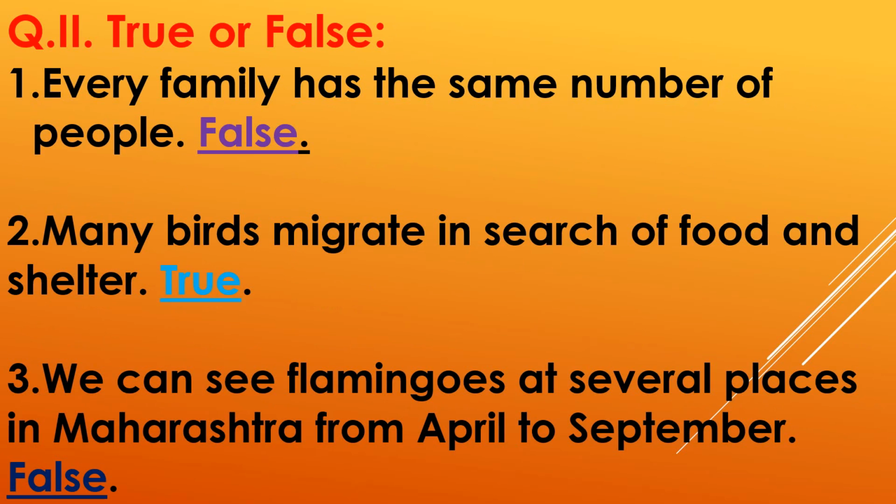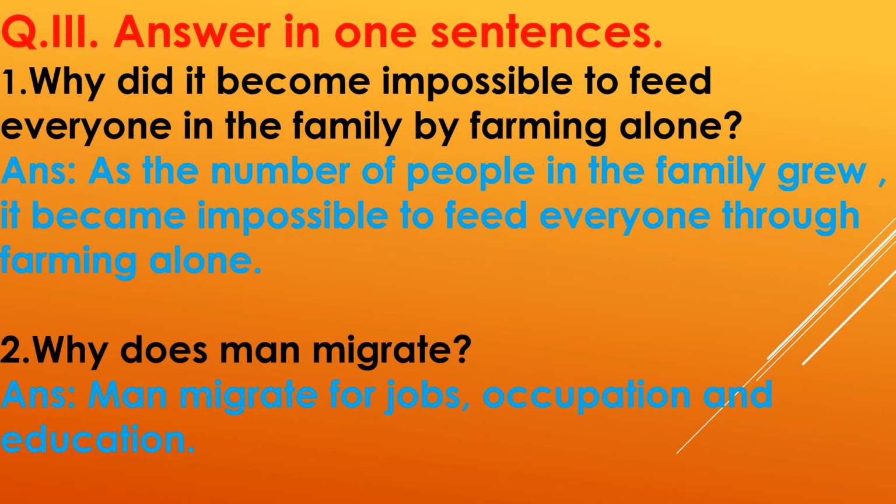True or false? Every family has the same number of people. False. The answer is false. Second, many birds migrate in search of food and shelter. The answer is true. We can see flamingos at several places in Maharashtra from April to September.